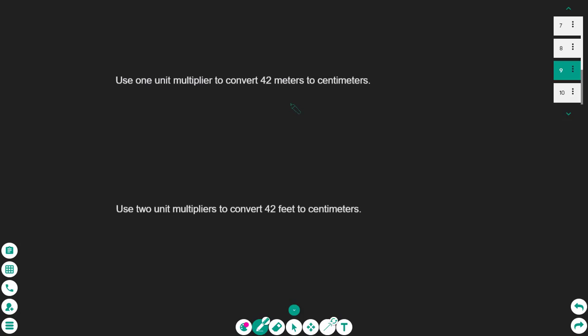Okay, but let's set this up like we did before. So we're given 42 meters. So I'm going to write that, 42 meters. I'm going to write that as a fraction. And I'm going to multiply that by something. And I want this to eventually get to centimeters. There we go. I have my setup here.